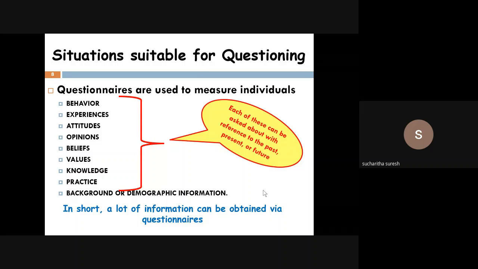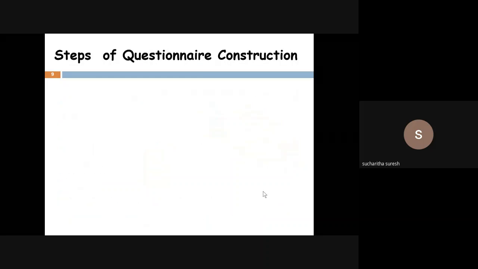I can't answer all the questions. They shouldn't tell us. And also they shouldn't leave some questions. No response should be avoided. All right, in the questionnaire, we can have one brief look at the steps of questionnaire construction.